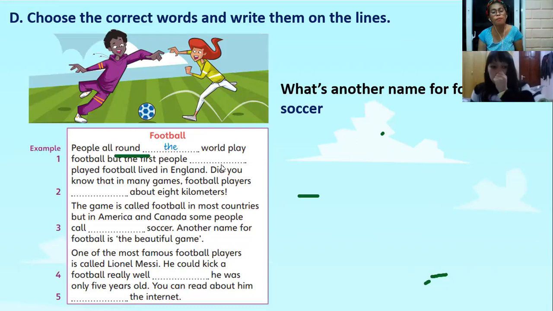Did you know that in many games, football player run about it? What is it? About 8 kilometers. 8 kilometers. Yes. Okay.